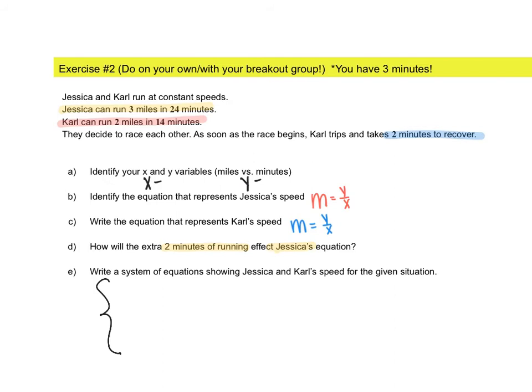All right, x should have been identified as your independent variable, which is time. So in this case, it is minutes. And y would be your miles. We want to write our equations for these lines in y equals mx form. In order to do that, we have to find our m. So for Jessica, we're doing y divided by x, miles divided by minutes. She runs 3 miles in 24 minutes. And this reduces because both are divisible by 3 to 1/8. So her equation is going to be y equals 1/8 x.